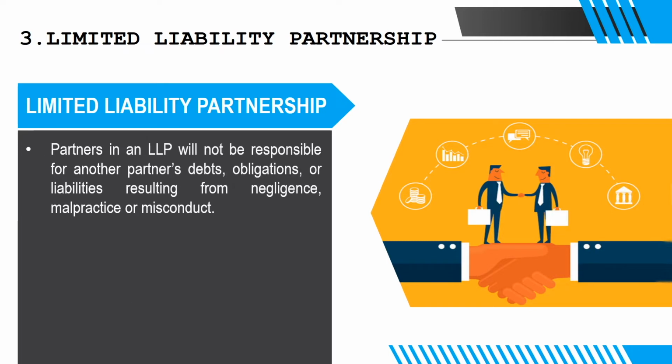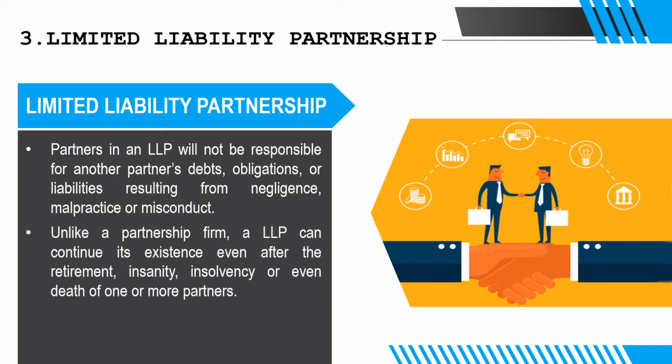Partners in an LLP will not be responsible for other partners' debts, obligations or the liabilities resulting from negligence, malpractices or misconduct. Unlike a partnership firm, an LLP can continue its existence even after the retirement, insanity, insolvency or even death of one or more partners. Further, it can enter into contracts and hold property in its name. LLP is a hybrid between a company and a partnership.